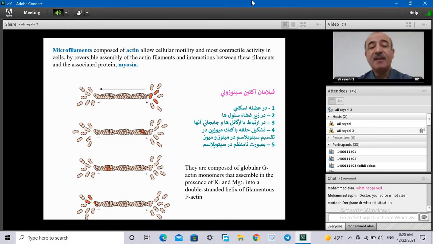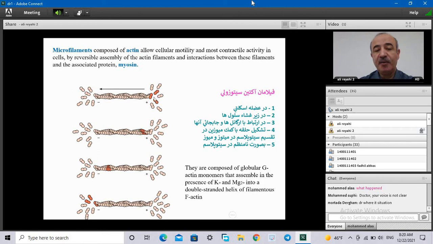But the actin filament is formed by F-actin, a double F-actin strand, and the subunit of these is called G-actin.